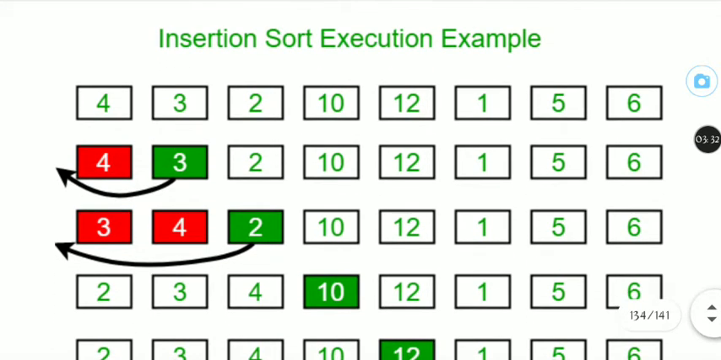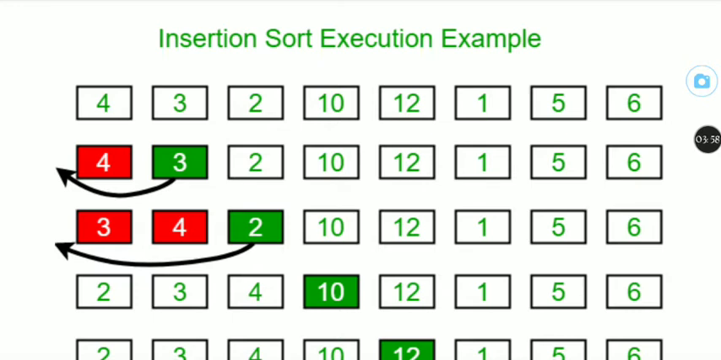Let's see this example: 4, 3, 2, 10, 12, 1, 5 and 6. This is the array that is given. First it will compare the first element with the second element. 4 is greater than 3, so it will swap: 3 to the first position and 4 to the second position.